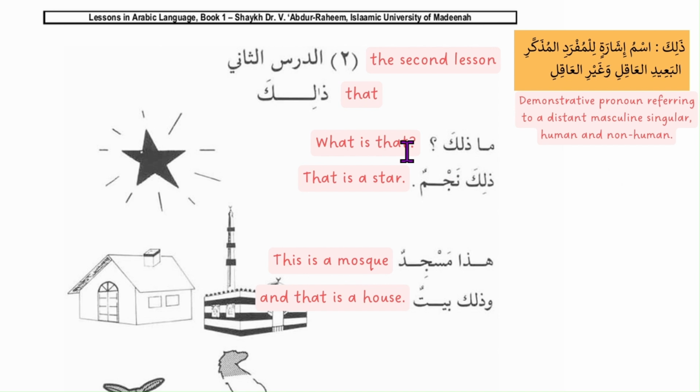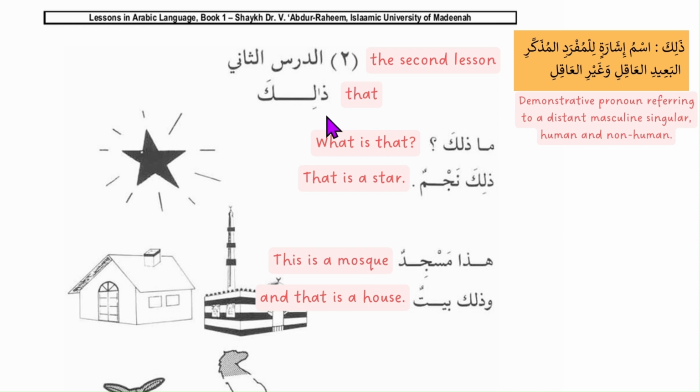The new word for this lesson is Dhalika, which means that. According to our text, Dhalika is a demonstrative pronoun. What does that mean? It's a word we use to point to something. It is used for things that are distant, things that are further away from you. It's also used for things that are masculine and singular.